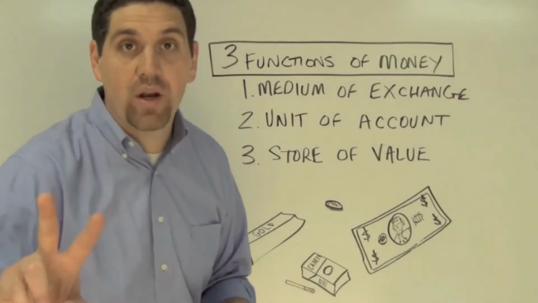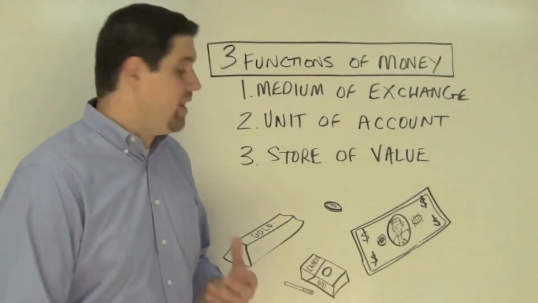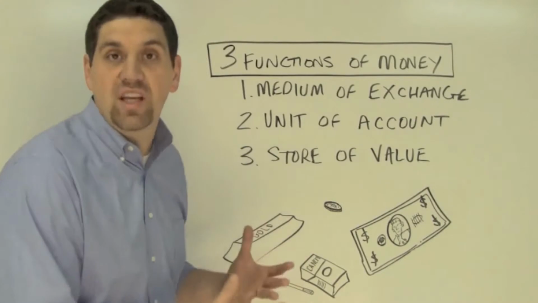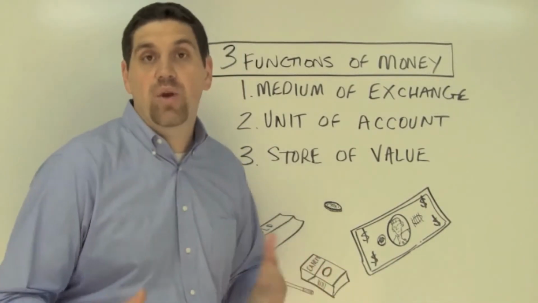But wait, there's two more things I want to talk about. It's the difference between fiat money and commodity money. Commodity money, like gold and cigarettes, has some sort of intrinsic value. You can do something else with it. Fiat money, like currency, has no other value. You can't do anything else with it.